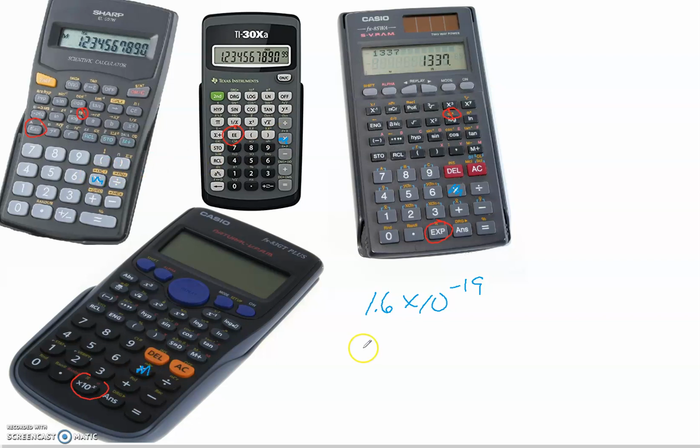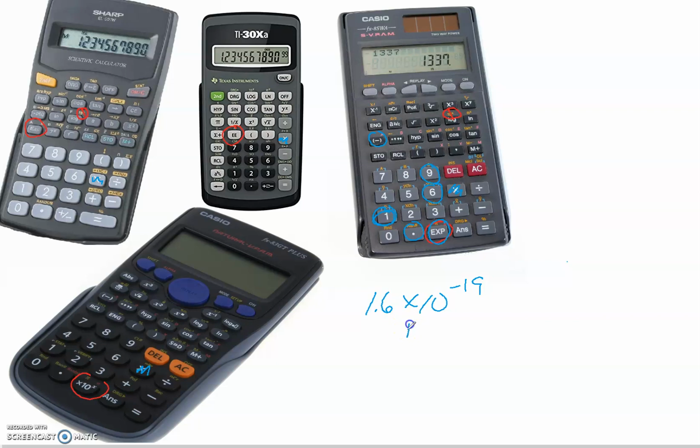If you did the actual buttons, I'll just use the Casio calculator that's right here. To type in 1.6 times 10 to the negative 19 properly, you'd press the 1, then the decimal, and then the 6, and then do not press times. I don't care if it says it there. What you want to do is press the EXP button next, and then the negative, and then the 1 again, and then the 9. So those are the buttons that you'd want to press for that.